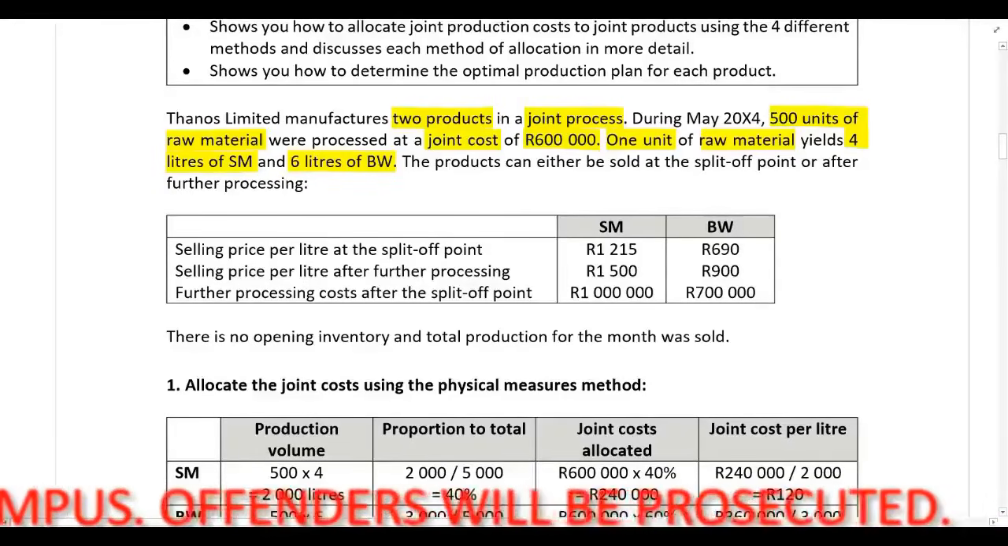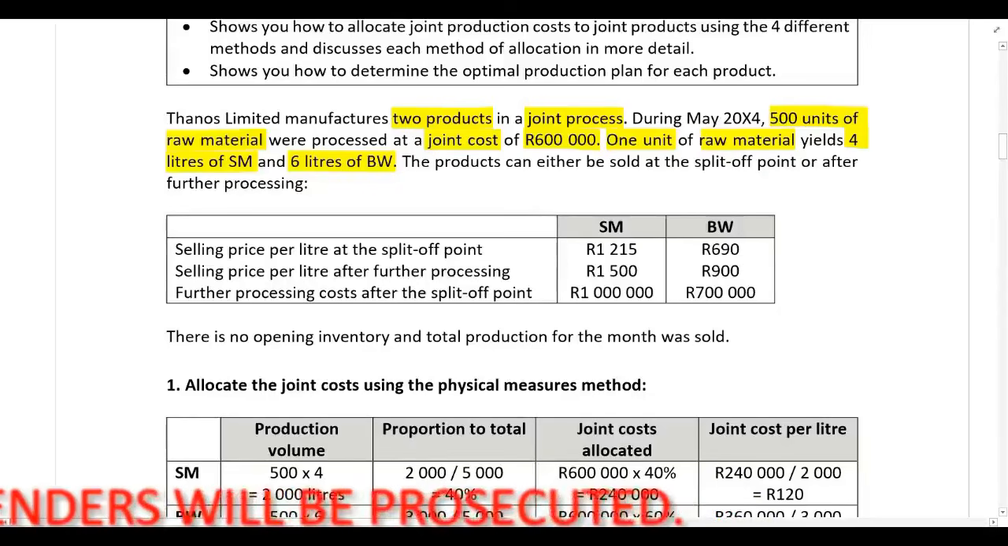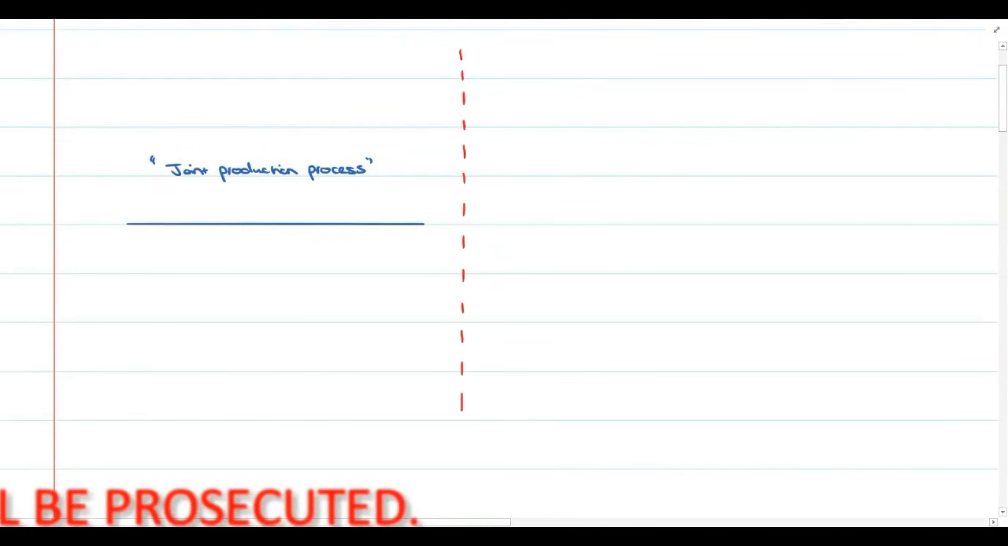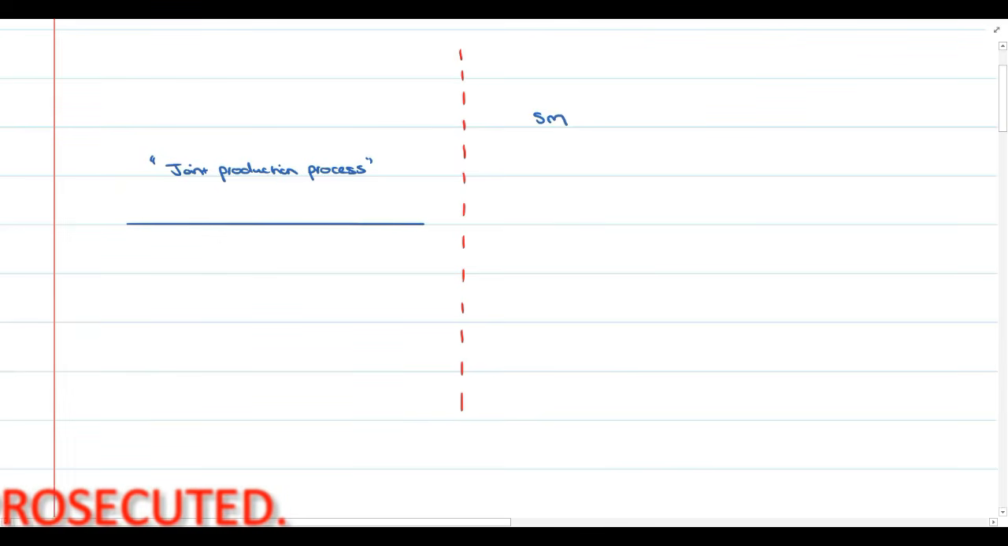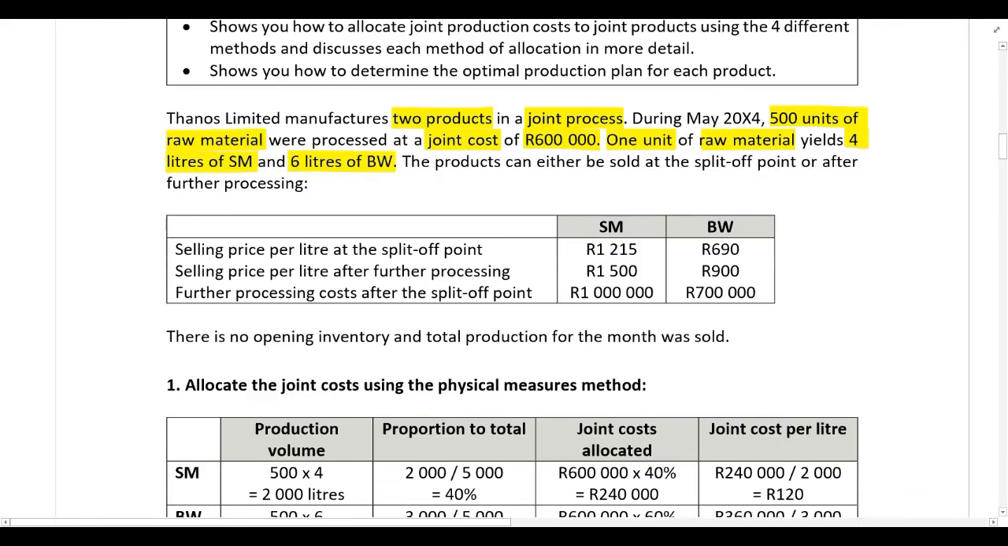All right, so let's go and put all of this information onto a diagram. We've got 2 products coming out of a joint process. The one product is SM and the other one is BW. We have a joint cost of 600,000 Rand. We know that 500 units of raw material were processed, and we know that 1 unit of raw material yields 4 liters of SM and 6 liters of BW.